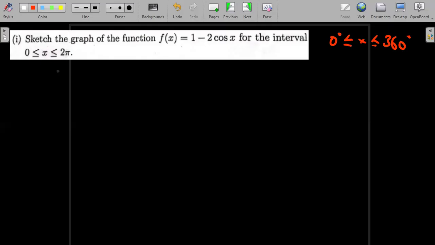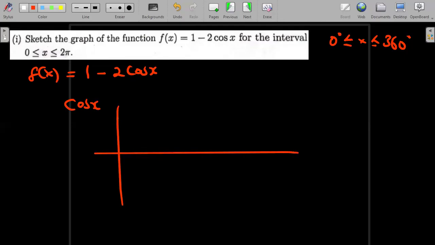In order to sketch this function, we have f of x equal to 1 minus 2 cos x. So now we are graphing the function of cos x. In general, the function of cos x looks something like this. It starts from the top here, if we have an amplitude of 1 to -1, like that.